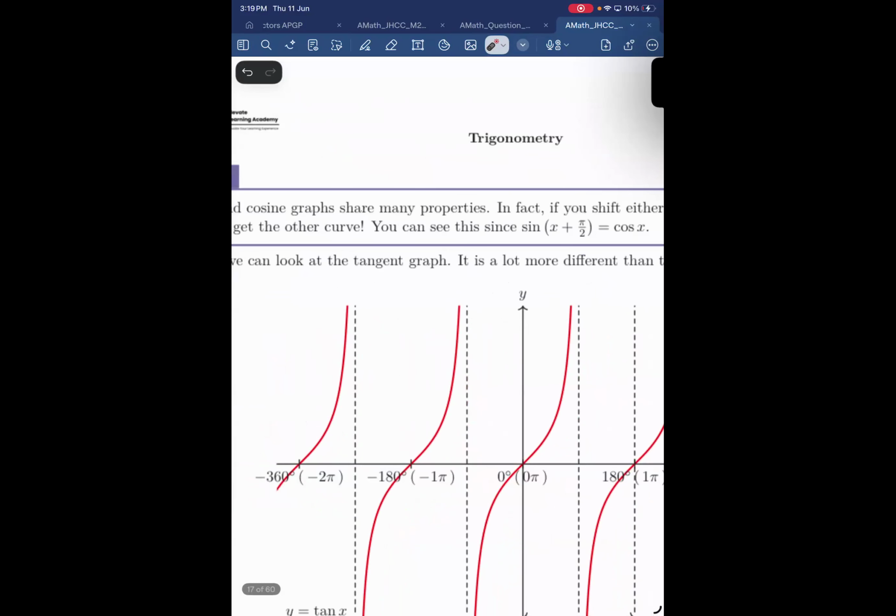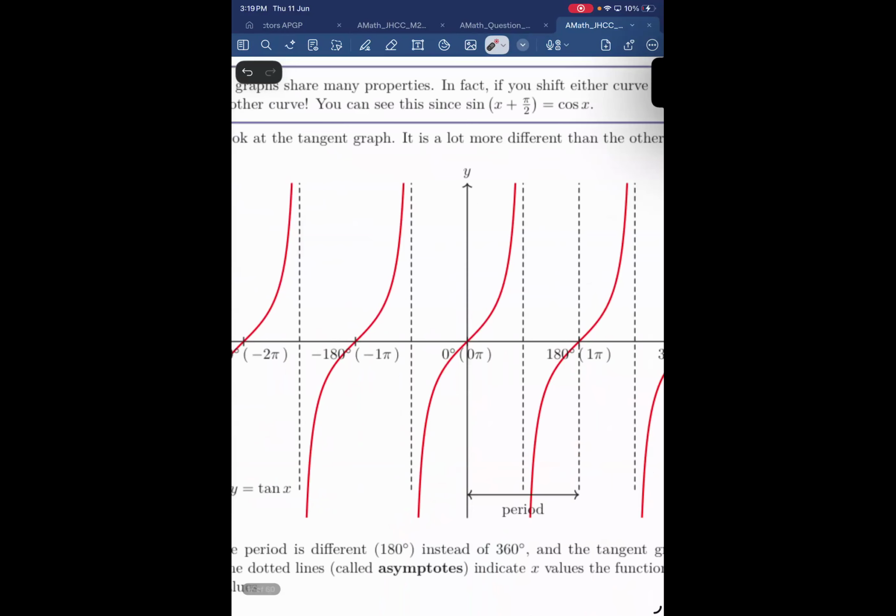Now tangent looks a lot more strange. There's this funny S shape, but it does not connect to each other. These lines here, not very necessary for this level, are called asymptotes. An asymptote is a line that the graph will never touch at these points.